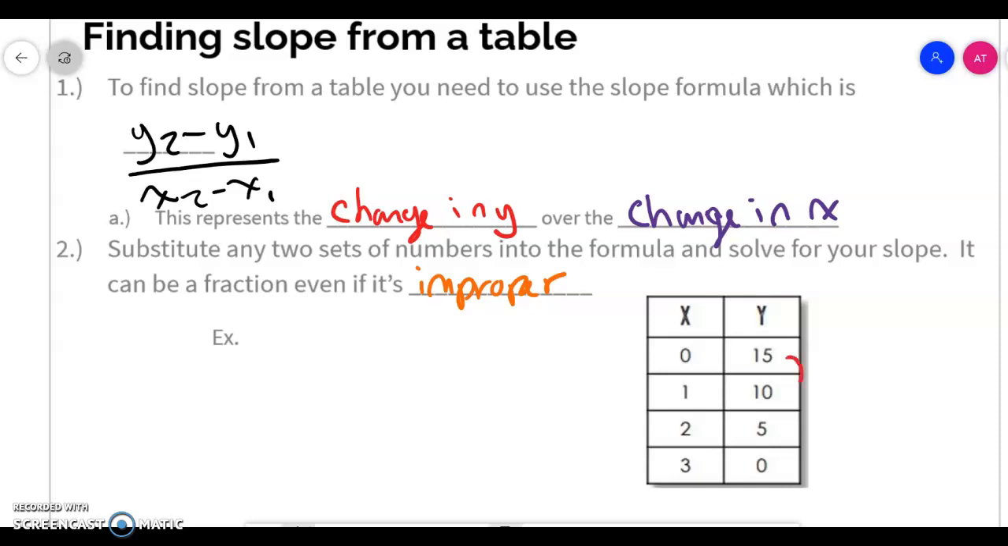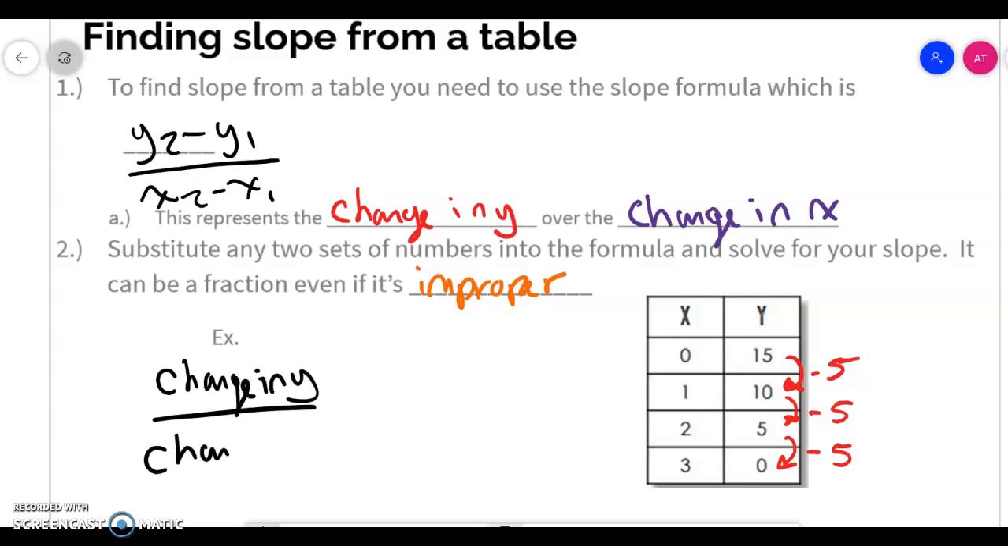So let's look at our change in y. What's happening from 15 to 10? I'm subtracting 5, yes. And from 10 to 5, it's the same. So we want to make sure that these are all being subtracted by 5. So we have the change in y over the change in x. Let's figure out what the slope is. So we have a negative 5 on the top. And let's look at our x's and see what's going on.